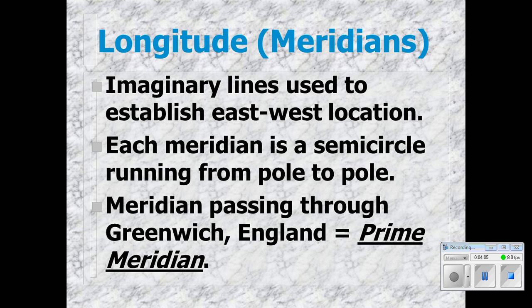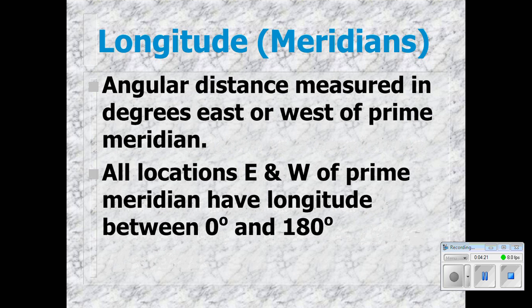The meridian passing through Greenwich, England, is called the prime meridian. And that one's got a 0 degree designation. Just like the equator has 0 degree designation, there's no east or west to go with the prime meridian. It's just 0 degrees. And these lines of longitude measure the degrees east or west of the prime meridian. All locations east and west of the prime meridian have a longitude between 0 and 180.